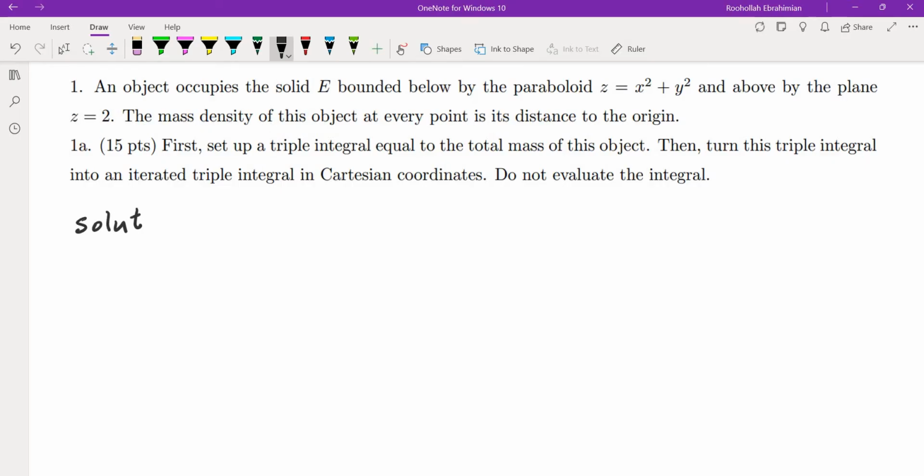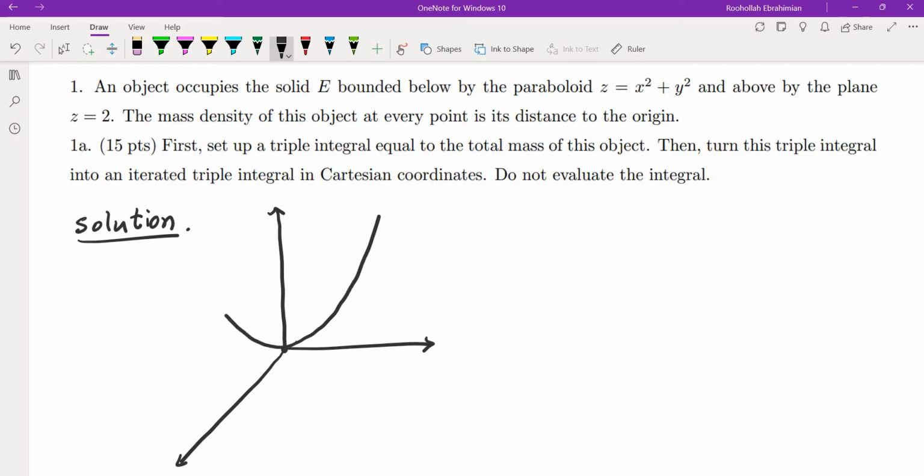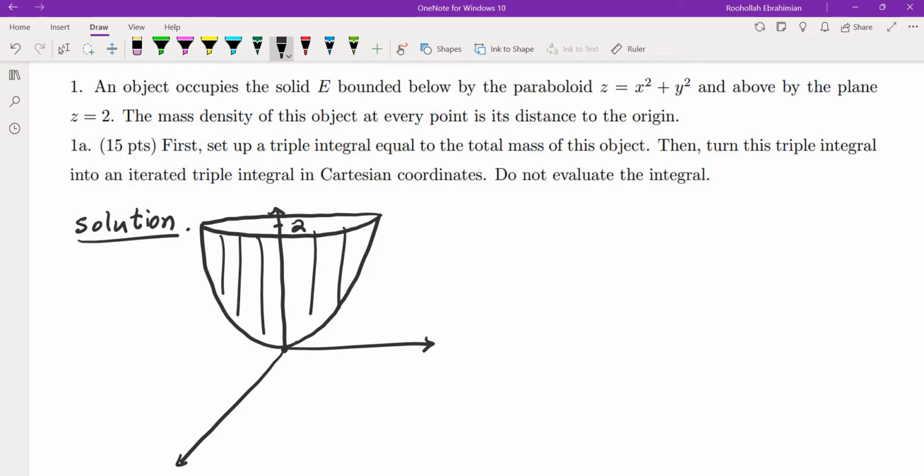So we're going to first start drawing the shape that we are given. z equals x squared plus y squared is a paraboloid. The vertex is at the origin and it is opening up. So something like this. And above by the plane z equals 2. So we have this plane right here. So this is our solid because it says it's bounded below by this and above by the plane.